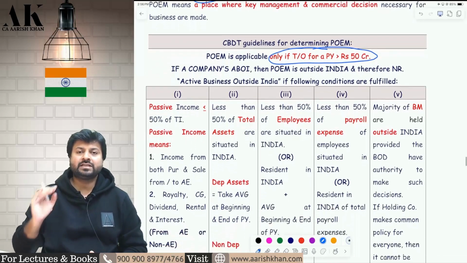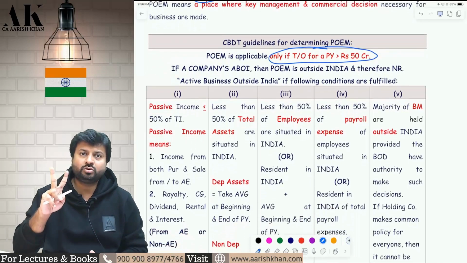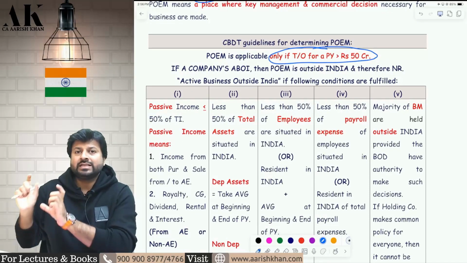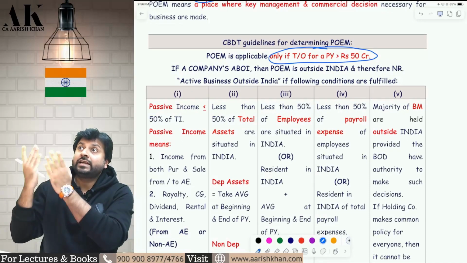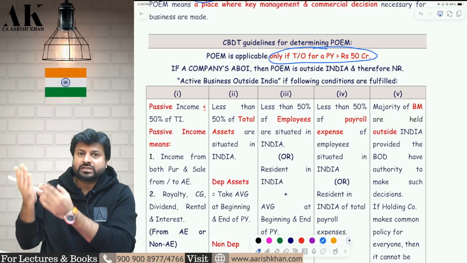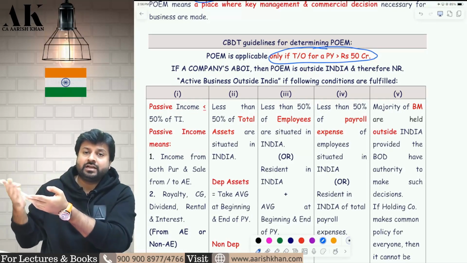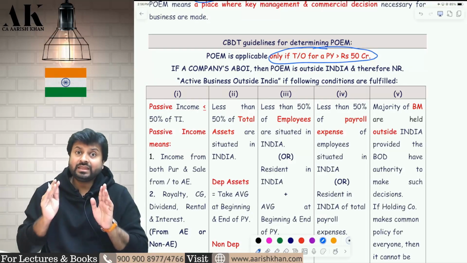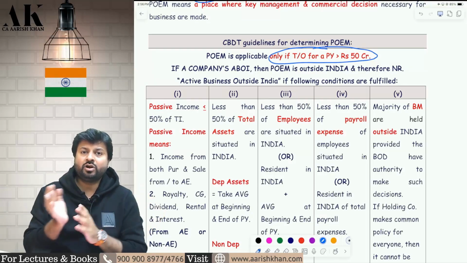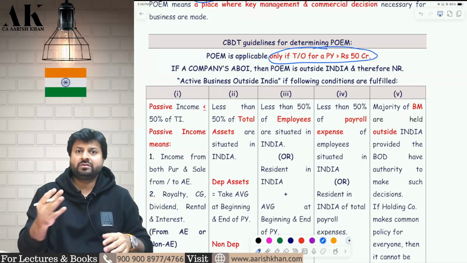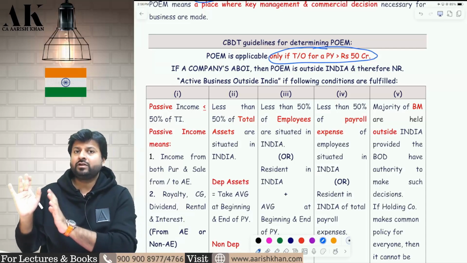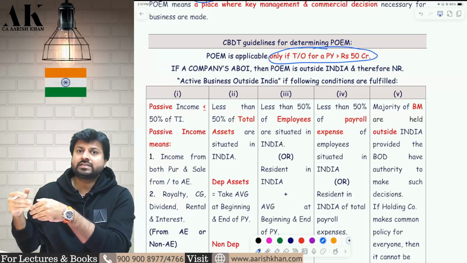Now, as per this guideline, all the companies are divided into two categories. The first category is where active business is outside India. If active business is outside India, then your POEM is outside India. And if your POEM is outside India, then you are non-resident. And if your active business is not outside India, then what to do, we will see after some time. So first of all, we will talk about where the active business is outside India.